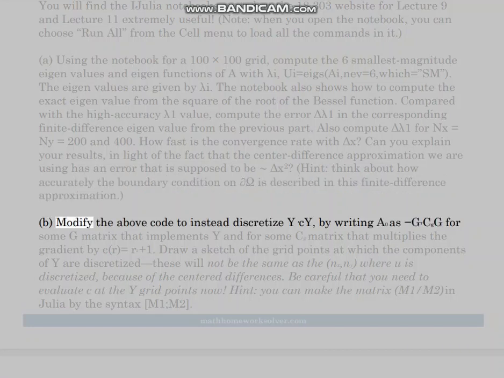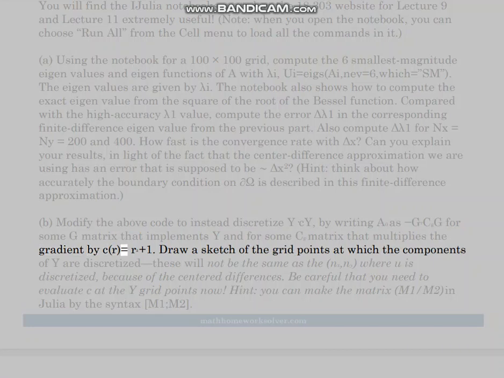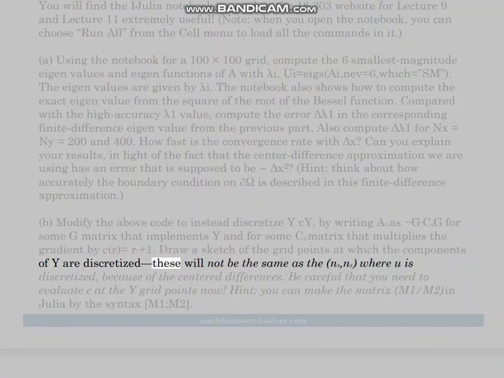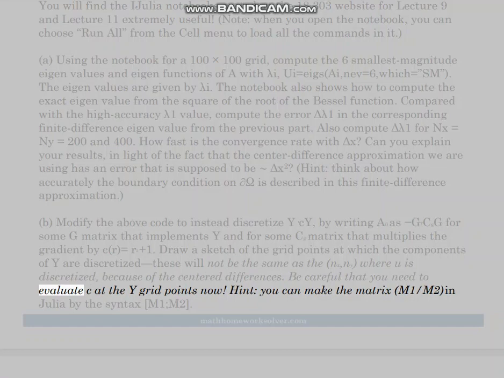B. Modify the above code to instead discretize ∇ by writing A as minus G^T C G for some G matrix that implements ∇ and for some C matrix that multiplies the gradient by c(r) equals r² plus 1. Draw a sketch of the grid points at which the components of ∇u are discretized. These will not be the same as the nx by ny grid where u is discretized, because of the centered differences. Be careful that you need to evaluate c at the ∇u grid points now.